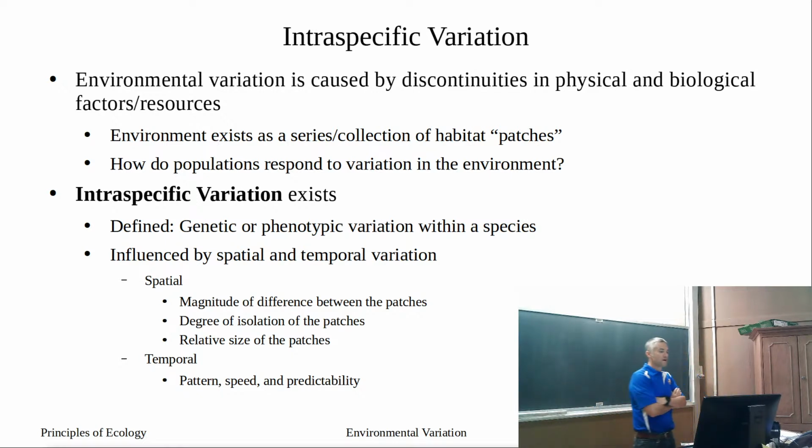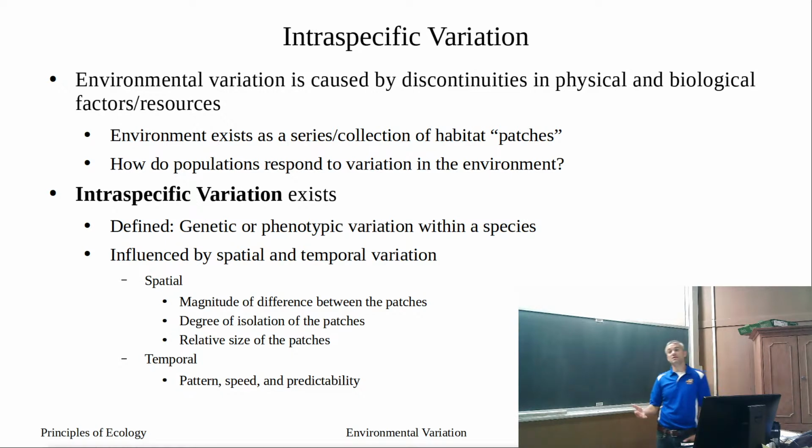Now, the environmental variation tends to exist as series or perhaps collections of habitat patches. So you have to think on the large, broad scale to recognize that suitable habitats occur in isolated areas. We call those habitat patches. And each of those patches could have its own set of abiotic and biological factors. The question then becomes, how do the populations in those patches respond?